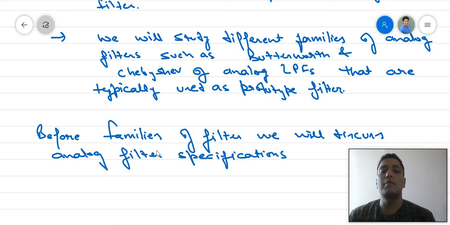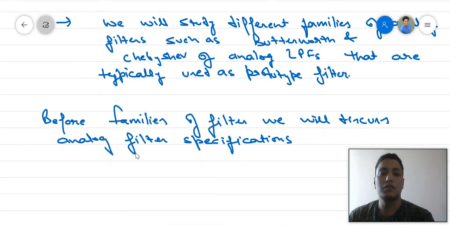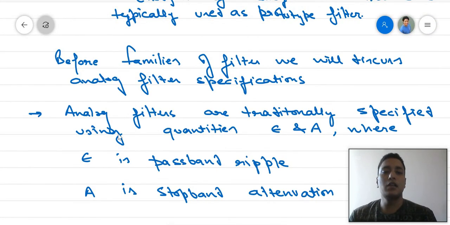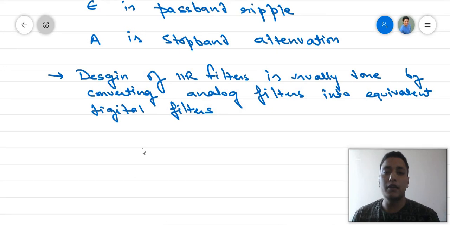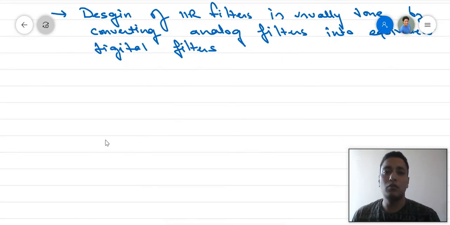Before discussing families of filters, we will first discuss analog filter specifications. Analog filters are traditionally specified using quantities epsilon and A, where epsilon is the passband ripple and A is the stopband attenuation. Next point is, in general, the design of an IIR filter is usually done by converting analog filters into equivalent digital filters. So we will first see the response characteristics of the filter, and then through these we will try to find out the response characteristics of analog filters.